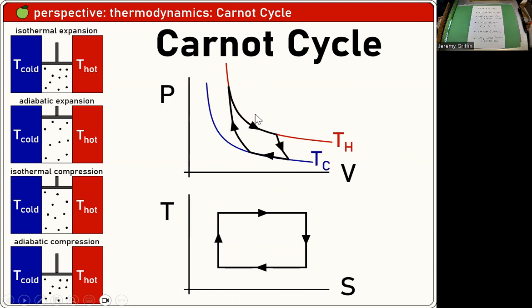So I've got a pressure versus volume graph. Here's the cold sink, here's the hot sink, and then it'll cycle around. Here's your cycle. This second graph says temperature versus entropy, and it goes into a loop like that.